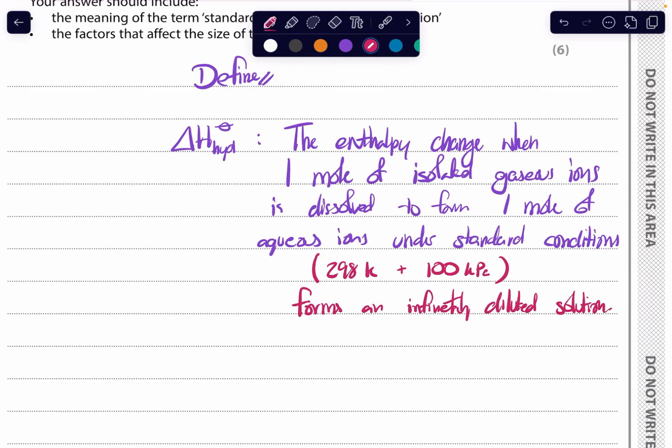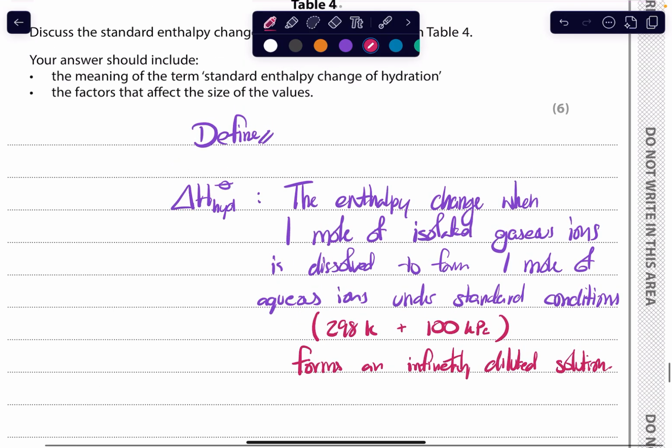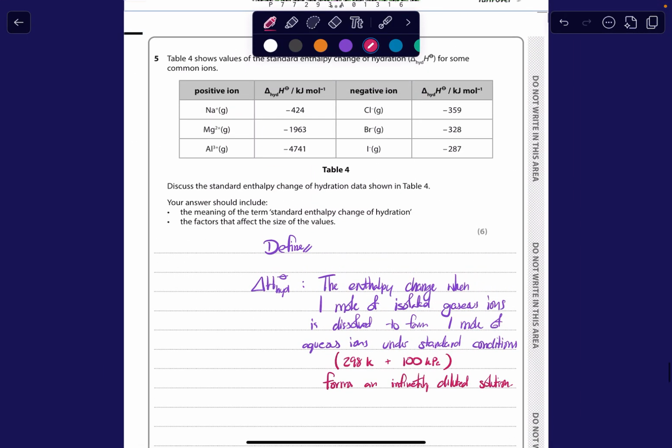Yeah, so you could also mention that as well. I'm not a big fan of remembering that as the definition because the first 2 points cover it enough. So that's your definition for your hydration. Now, there's a few more things that I want to talk about before I go into talking about these.